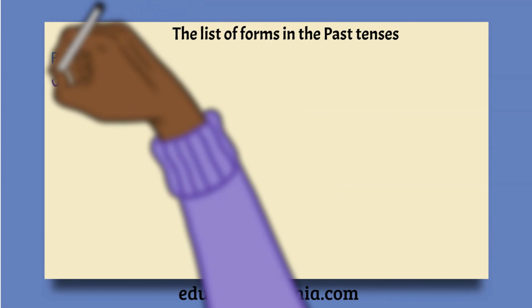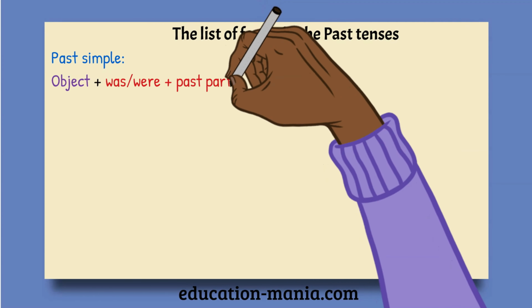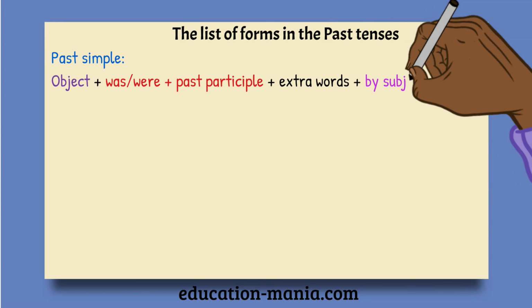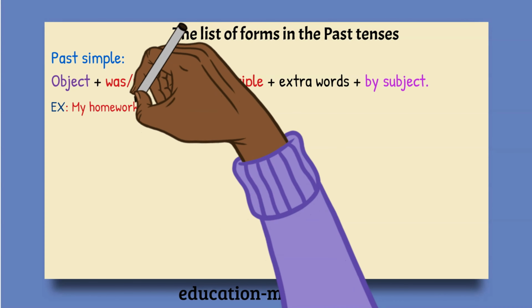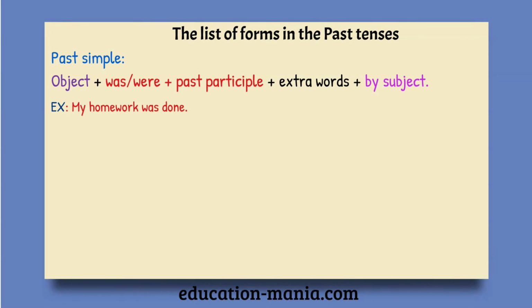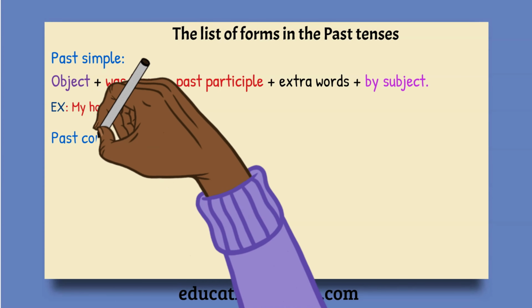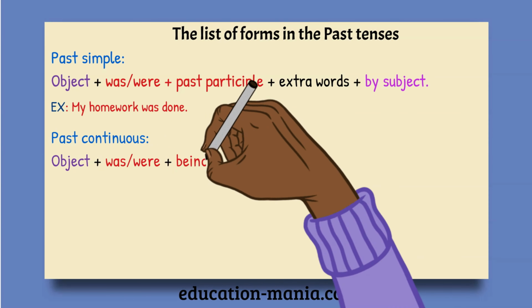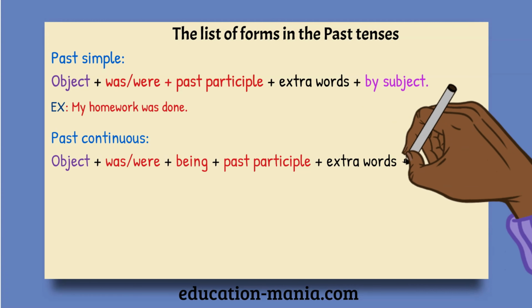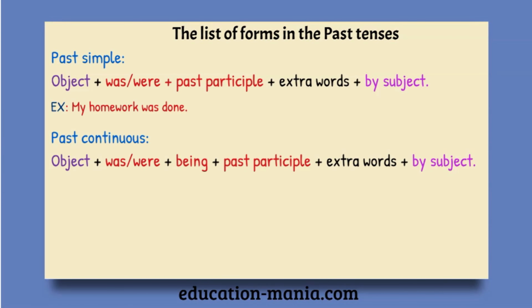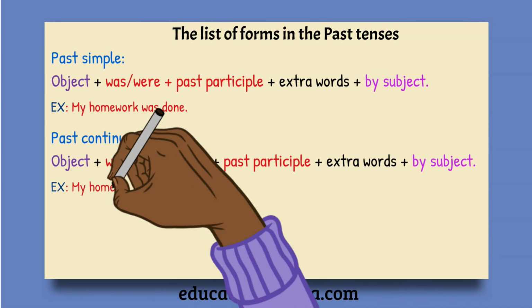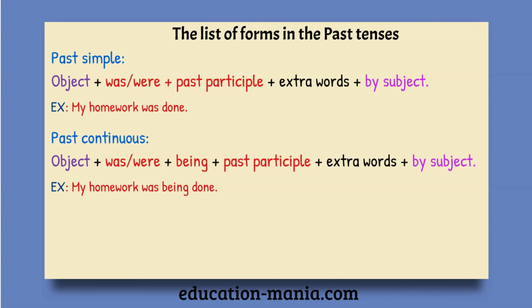In the past simple: object, plus was or were, plus past participle, plus extra words, plus by subject. My homework was done. In the past continuous: object, plus was or were, plus being, plus past participle, plus extra words, plus by subject. My homework was being done.